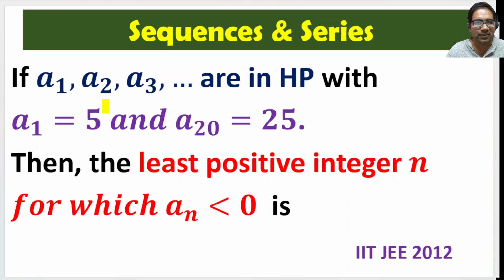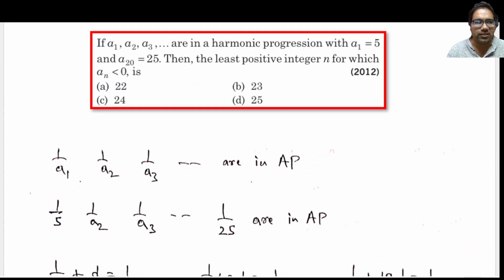Hi friends, we have A1, A2, A3. This sequence is in harmonic progression and A1 is 5, A20 is 25. If this sequence is in harmonic progression, what does that mean? The reciprocals of these terms, 1 by A1, 1 by A2, 1 by A3, will be in arithmetic progression. Right.